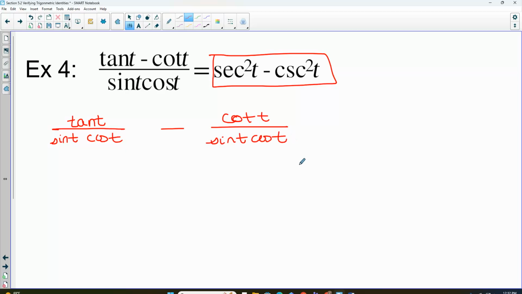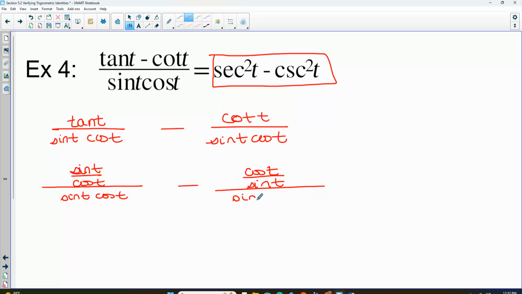Okay, not that this makes it look super pretty, but we have two separate terms now. I'm trying to get secants and cosecants. In order to get secants and cosecants, I probably need sines and cosines to start with. What would you do with tangent? Didn't change. Okay, what about cotangent? And remember, those are the ones that I'm not giving you. You need to know those, the reciprocals as well.